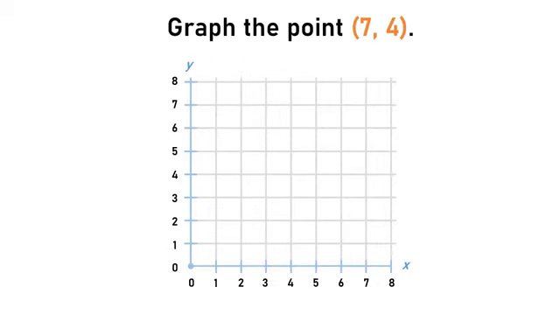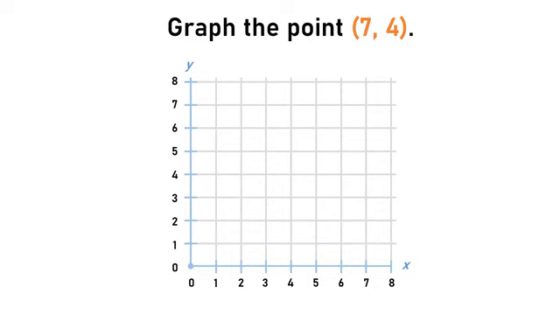Graph the point (7, 4). Here we have to graph our ordered pair of 7 and 4. Remember, the first number is our x-coordinate and tells us how far right our point should be. And the second number, which is our y-coordinate, tells us how high up our point should be.